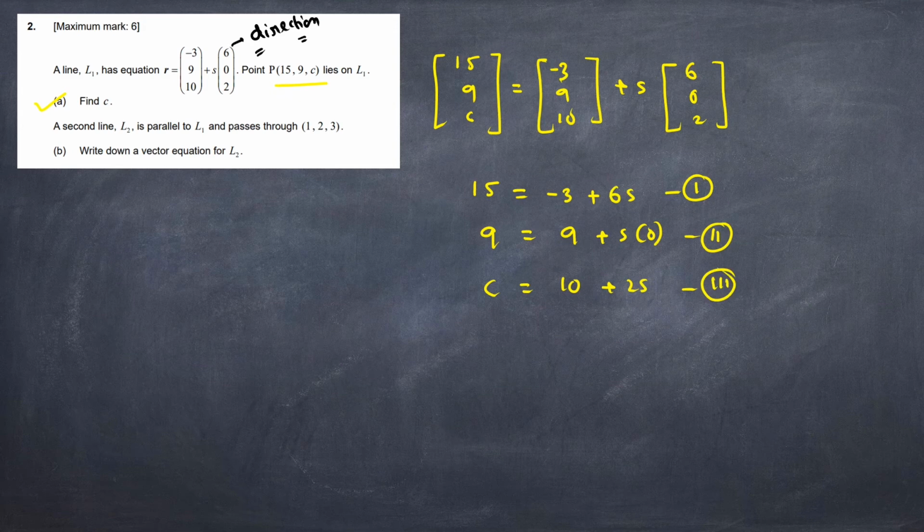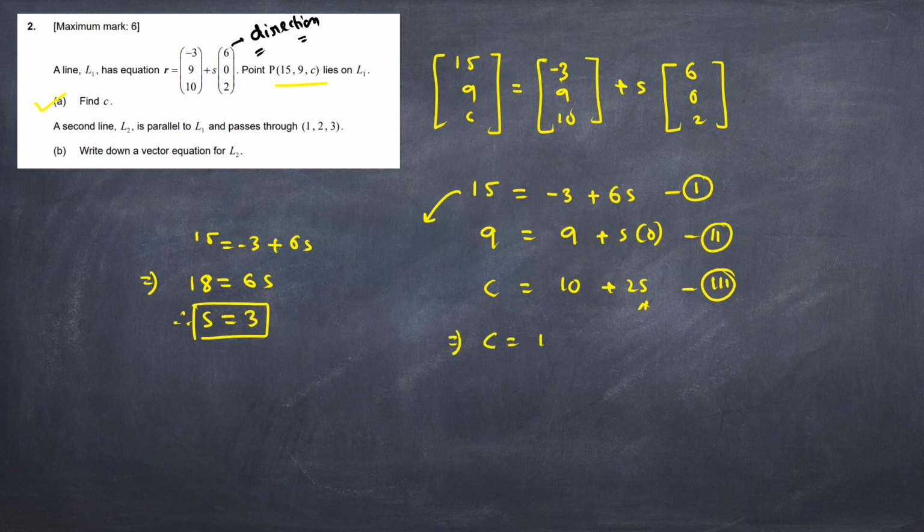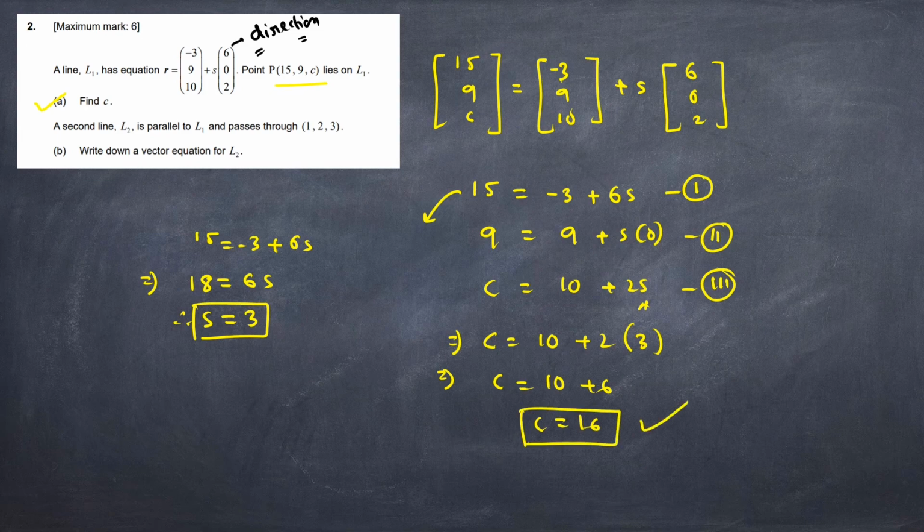Now to find the value of c, we need the value of s. As you can see, from this equation we can get the value of s also. So from here we can write 15 equals -3 plus 6s. So we get 18 equals 6s, so s comes out to be 3. Now c is equal to 10 plus 2 into 3. So c equals 10 plus 6. So the value of c is 16. So this is the answer. The value of c will be 16.